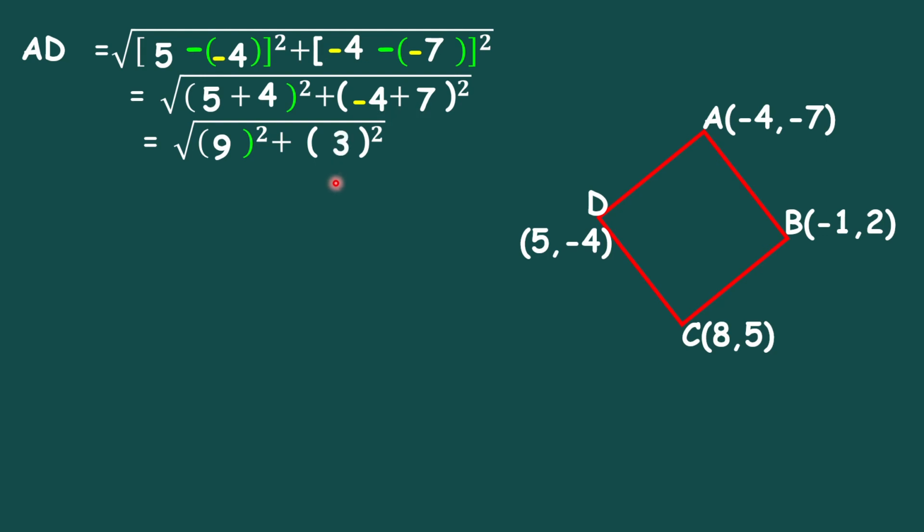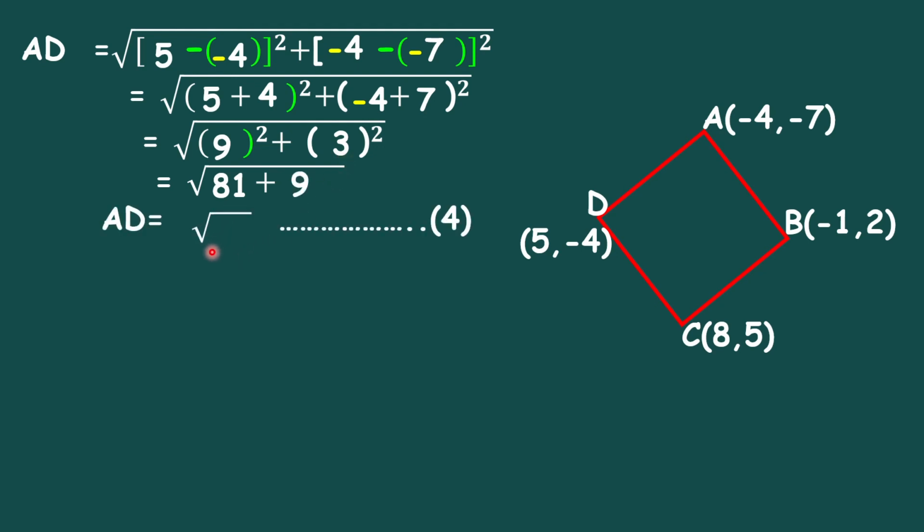3. Its bracket square is equal to root of the square of 9 is nothing but 81 and square of 3 is nothing but 9. 81 plus 9 is nothing but 90, therefore AD is equal to root of 90. This is the equation number 4.